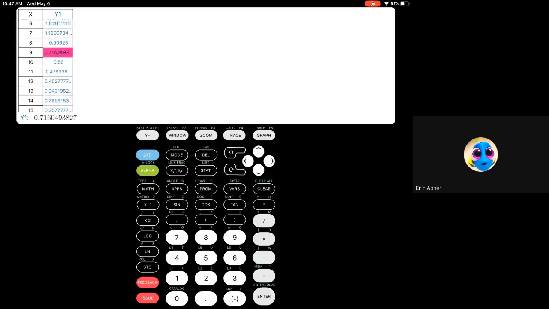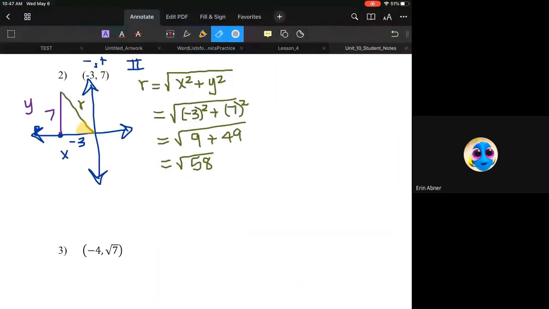So since I can't simplify my square root, I'm going to go ahead and just leave it as the square root of 58, which means I'm going to have to use that in my sine and cosine, which means I'm going to have to rationalize my denominator. So I'm going to say r is equal to the square root of 58.